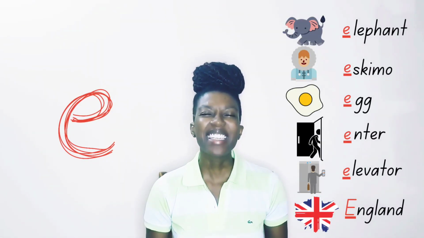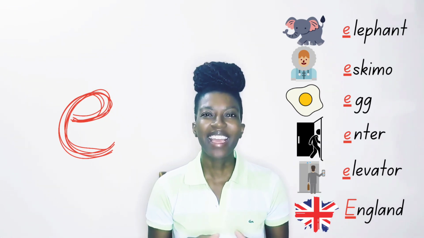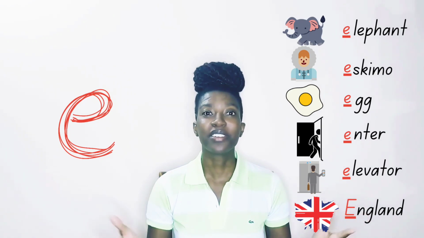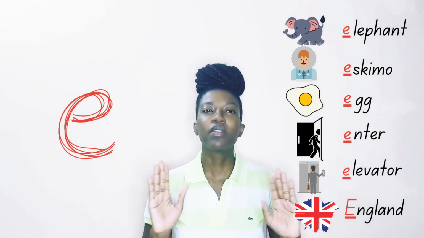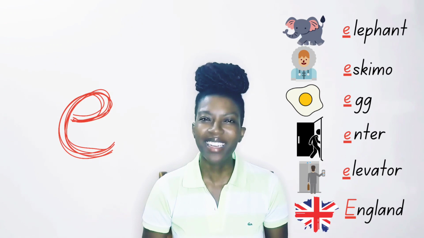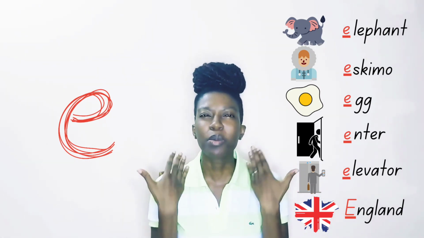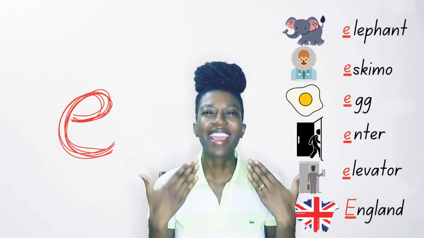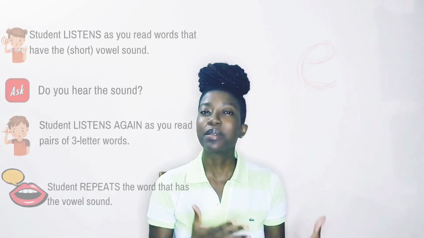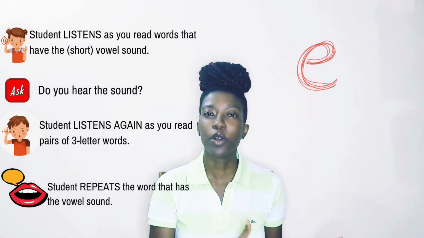The next vowel is E. And the E says E for elephant, Eskimo, egg, enter, elevator, England. And you think of every single word you possibly can in that introductory phase, just so that they can keep hearing. What should this sound like? How should I position my mouth to get this sound out? Eh. And then we follow the same steps that we did for the vowel A.